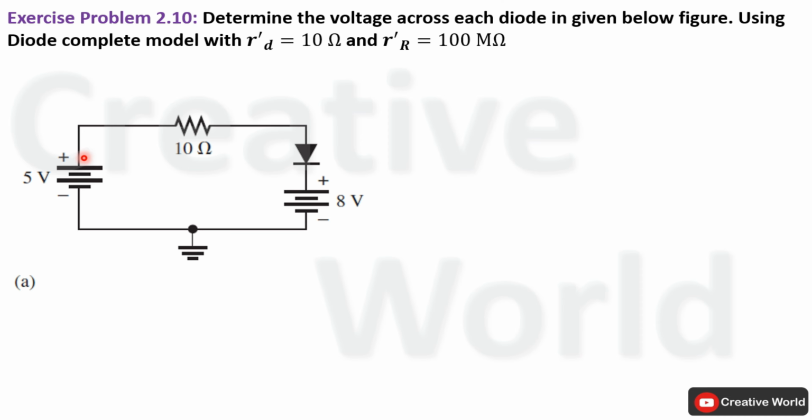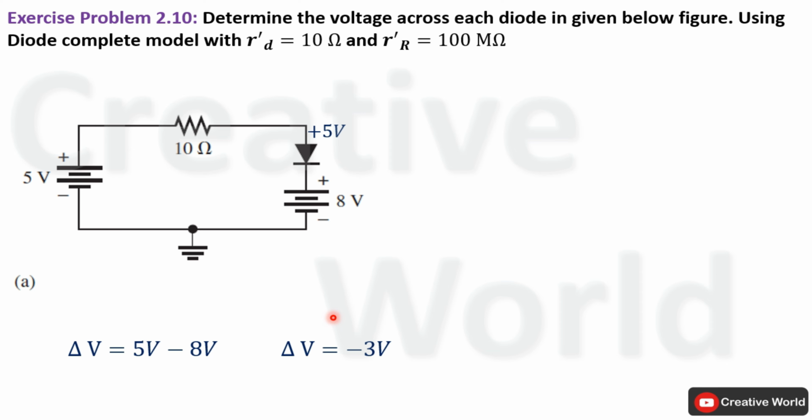In order to do that, we will find the voltage difference between its anode and cathode terminal. Positive 5 volt is appearing on its anode terminal and positive 8 volt is appearing on its cathode terminal. Now find the difference of voltage, that will be equal to 5 volt minus 8 volt. It will become minus 3 volt. So minus 3 volt is appearing across this diode. This minus sign is indicating that the cathode voltage is higher than the anode voltage.